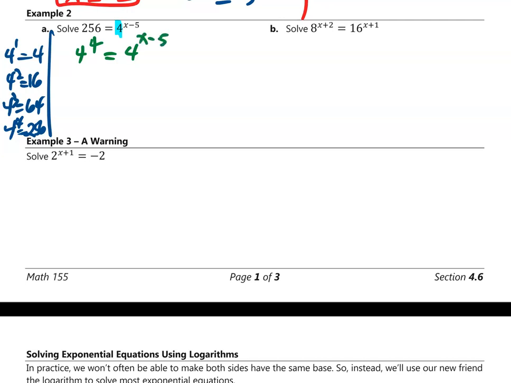Now look at that. They have the same base of 4. So now we can solve this as 4 equals x minus 5. And if we add 5 to both sides, so we can have x is equal to 4 plus 5, 9. So you can check.